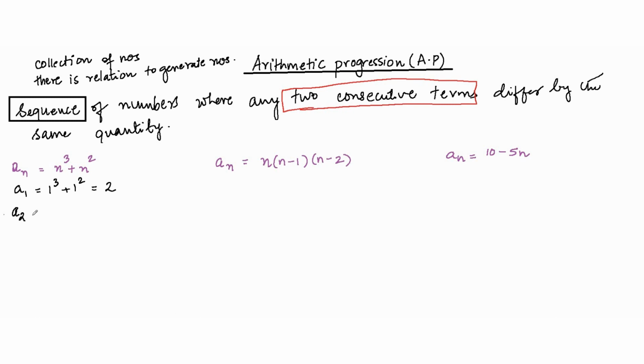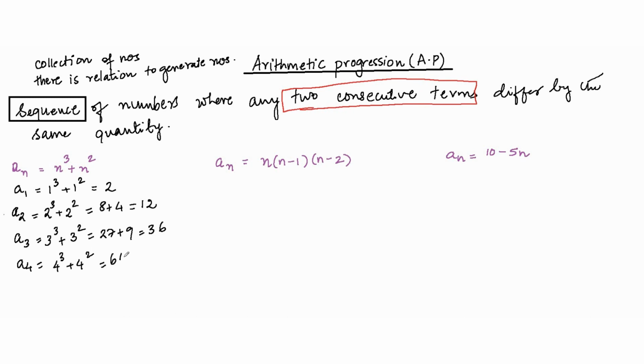Then A2 will be the second term. That will be 2 cube plus 2 square. That is 8 plus 4, which is 12. A3 is going to be 3 cube plus 3 square, that is 27 plus 9. 27 plus 9 is 36. A4 will be 4 cube plus 4 square, that is 64 plus 16, which equals 80.